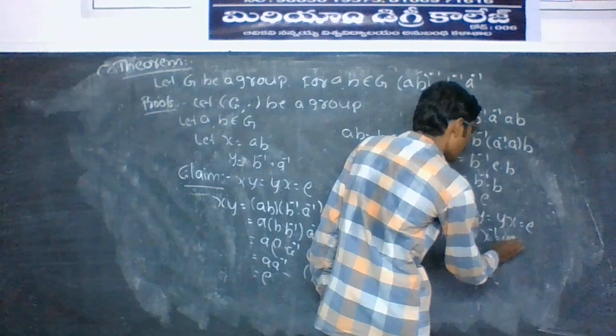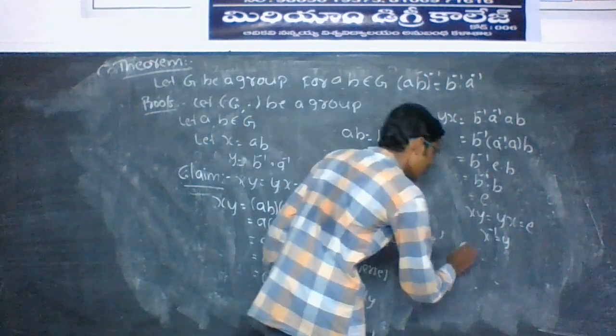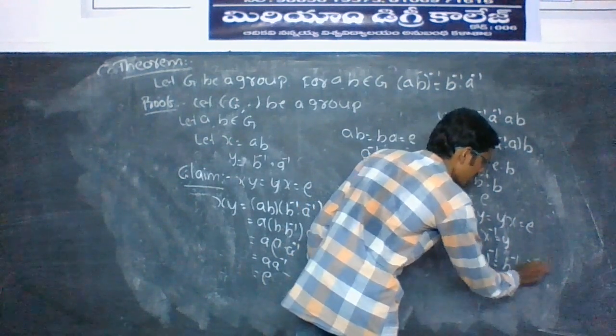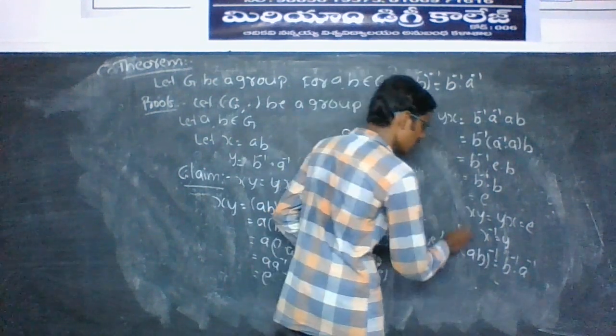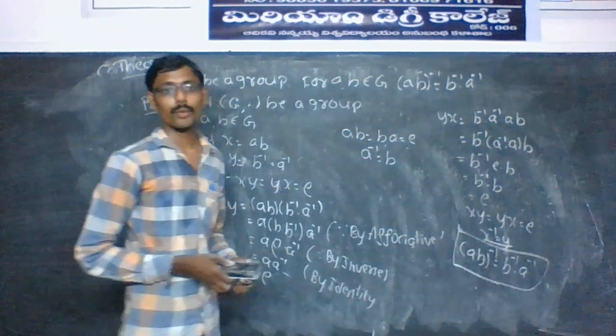X inverse is equal to Y. X means AB whole inverse is equal to B inverse into A inverse. Hence the theorem is proved.